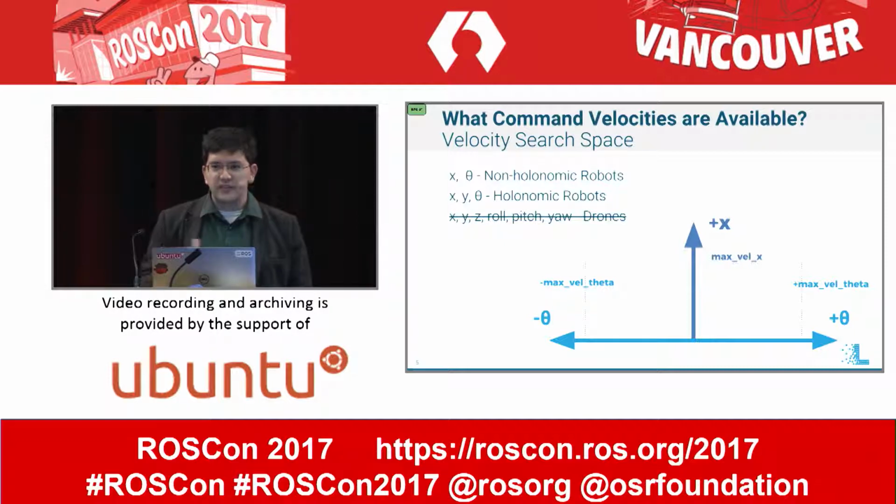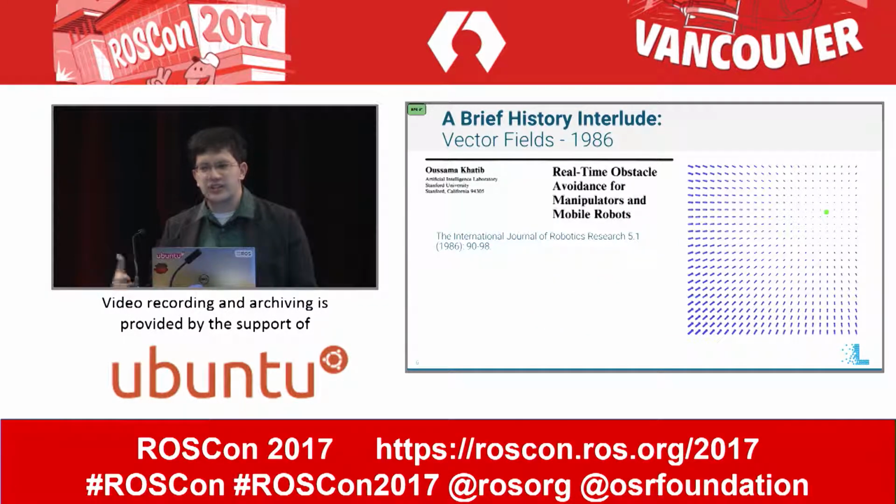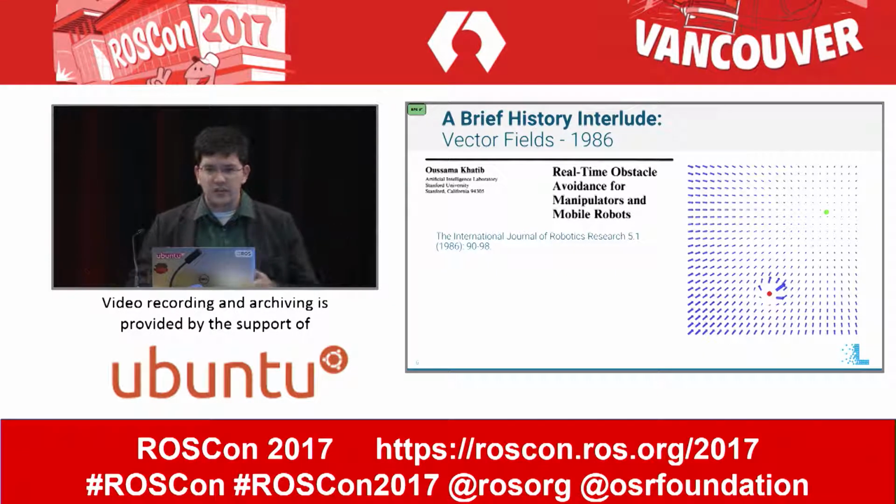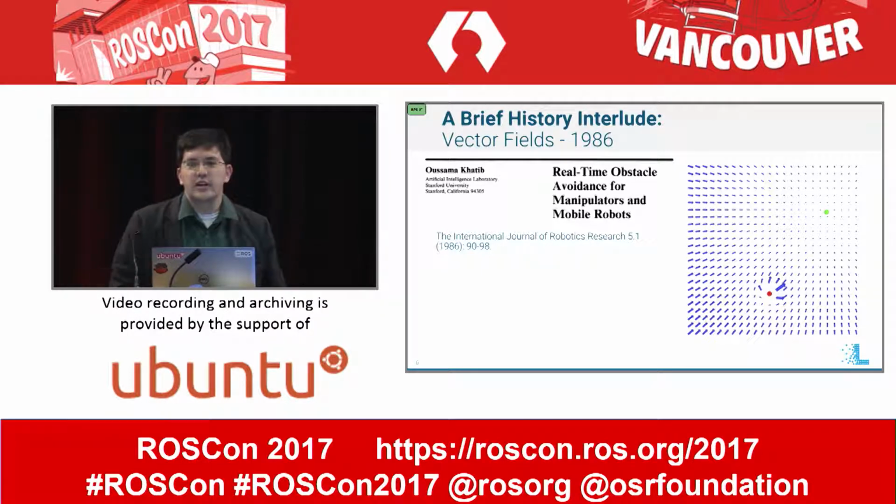But this just defines the velocities that are available at some point, and not necessarily at the present moment for the robot. In fact, one of the classic methods of local navigation has a problem that is related to this, which is vector fields. So this came out in 1986, and the idea is you have an attractive force that moves your robot towards the goal, and then you have repulsive forces that move the robot away from any obstacles, and then you add them together, you get a combined force, you translate that to a command velocity, and you drive along that. This is one of the classic methods of robot navigation.